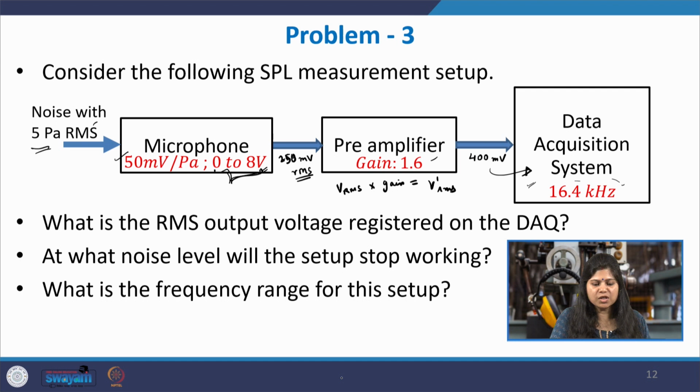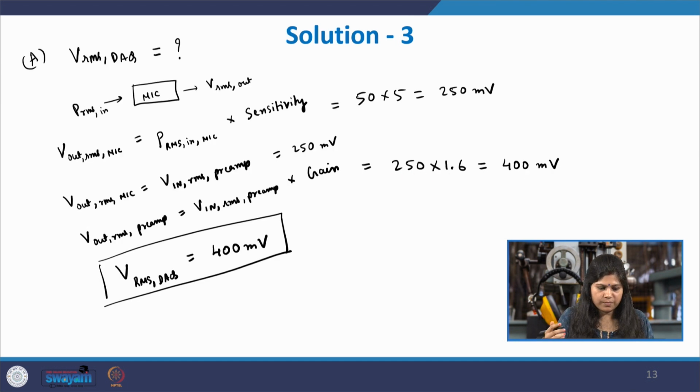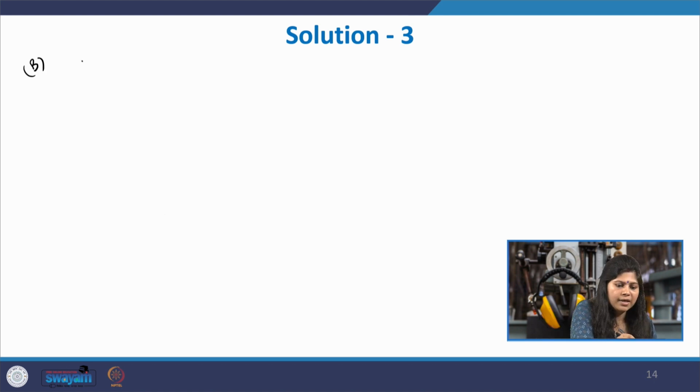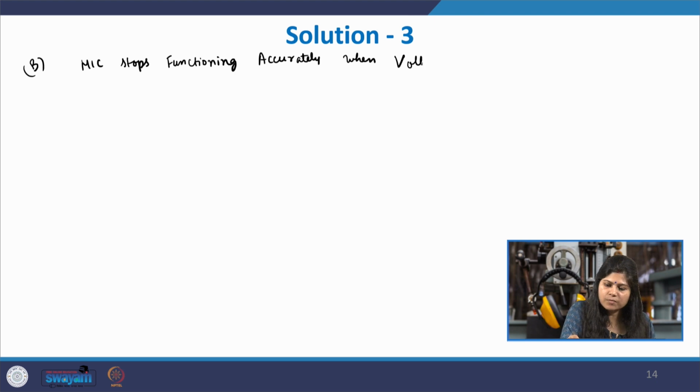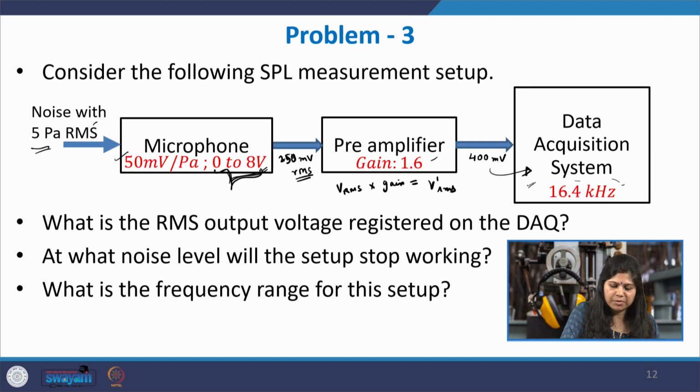The microphone will stop functioning once the voltage that is produced reaches 8 volts. Okay. So, here the mic stops functioning accurately when the voltage produced by it exceeds 8 volts. That is the interpretation of this particular information here.